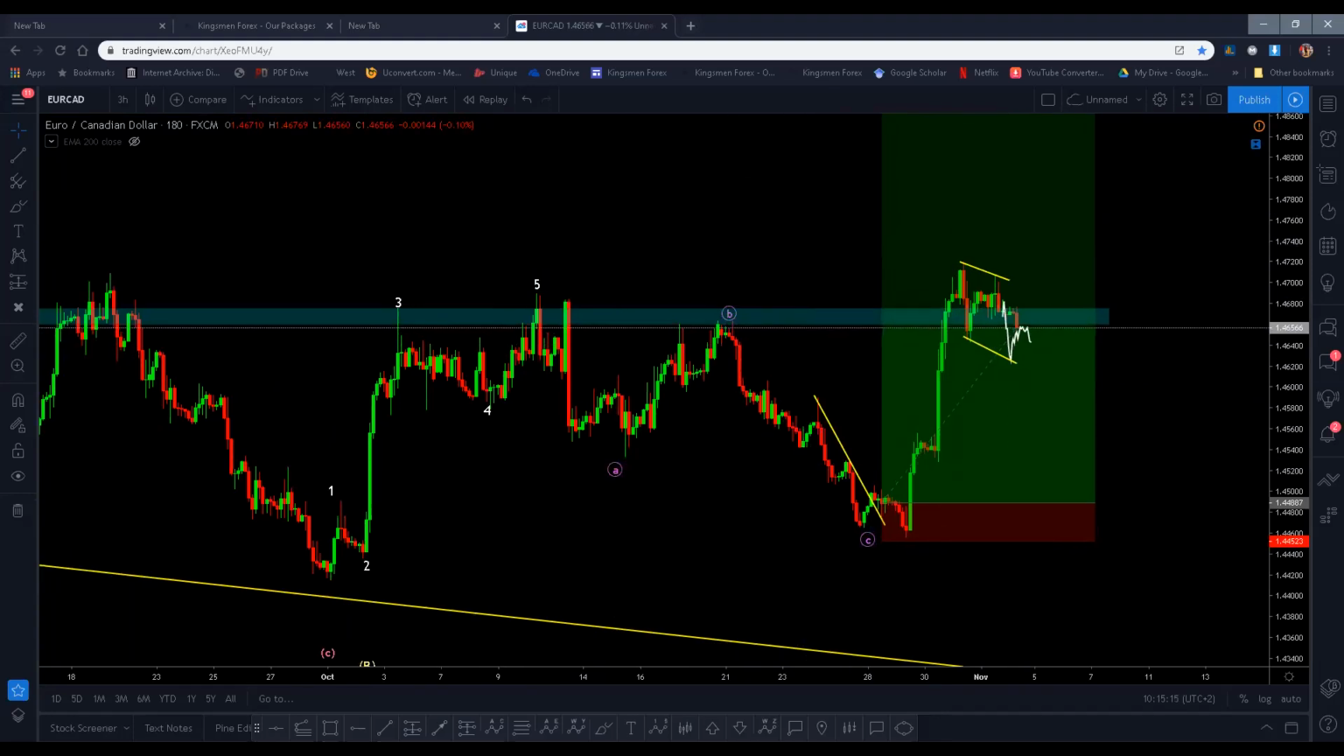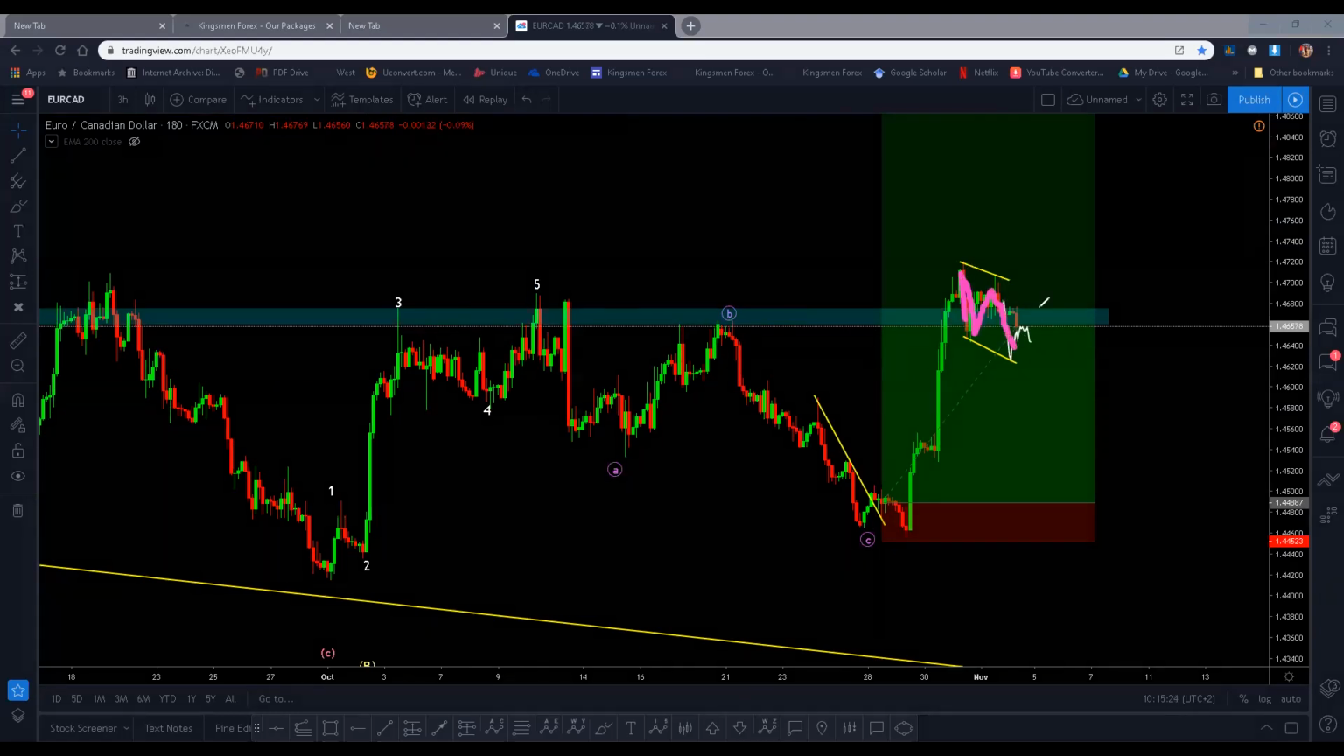Currently we are having a corrective move, which we hope will take us to our target. So we have this, which might work out as a 3-wave correction, and we can see that is happening at a resistance level. So possibly it's going to break and take us to our target. But if it doesn't break, we have already taken partial profits. Okay, let's go to the next pair.